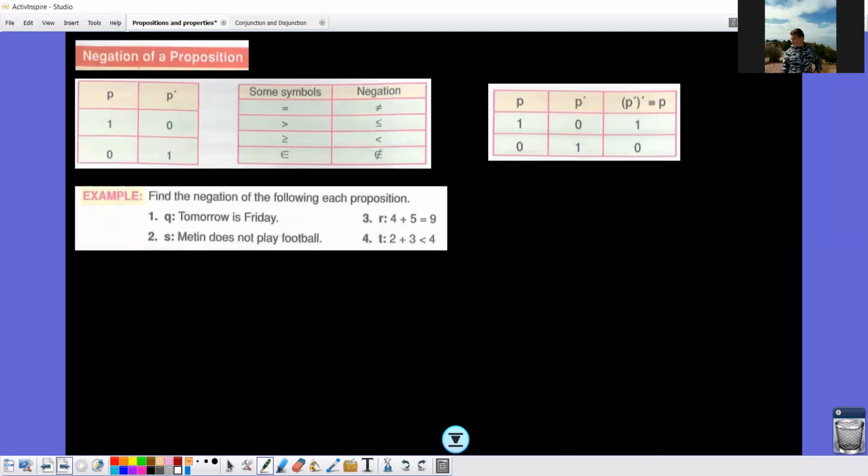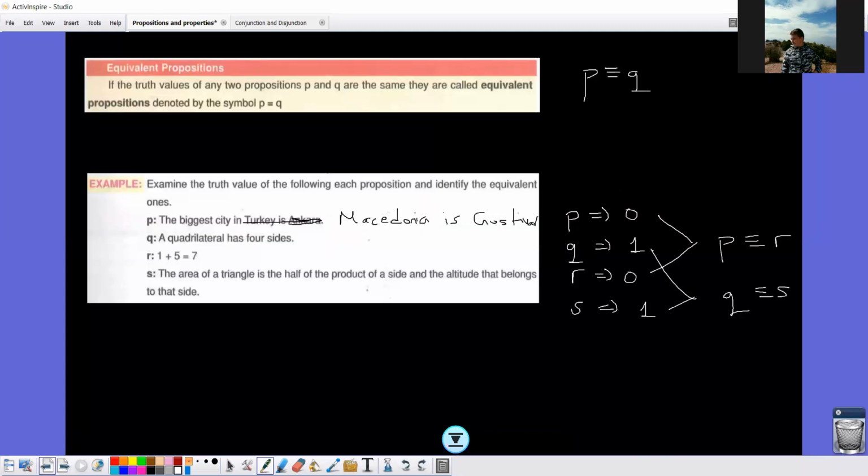Negation. Wait, teacher, can you go back? Okay, okay. Negation. Did we understand the prepositions and the truth values? Yes, teacher. You can continue, teacher.